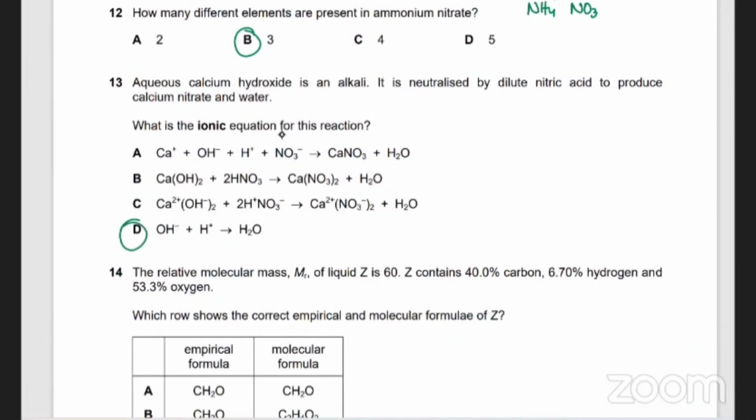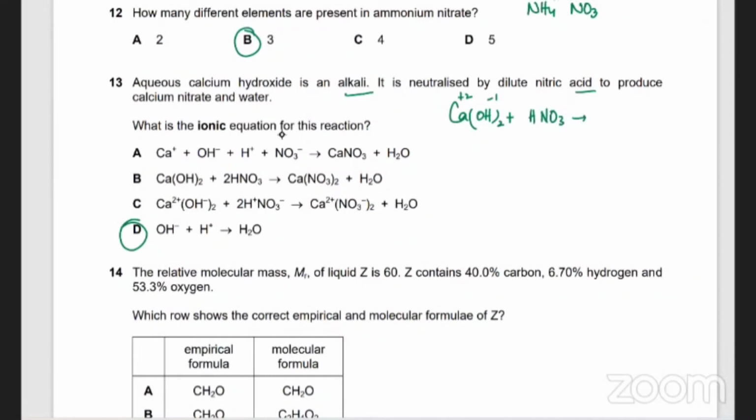Okay. Remember, if there is an alkali and an acid reaction, an alkali like calcium hydroxide, which is Ca plus 2 and OH minus 1, so Ca(OH)2, plus nitric acid, that's H plus 1, NO3 minus 1.